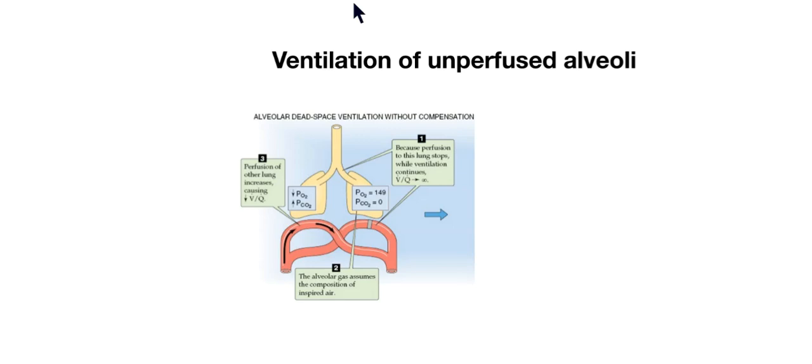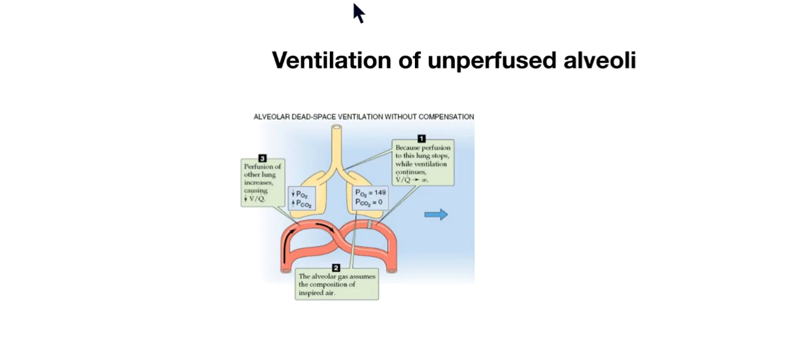So in order to get that air back over to the left side, would it have to do something with the pores of Kohn to move that air? So it wouldn't actually have to do with the pores of Kohn. That is a connection between neighboring alveoli to make sure that the neighboring alveoli don't collapse, and it helps them to stay inflated. But you are on the right track.